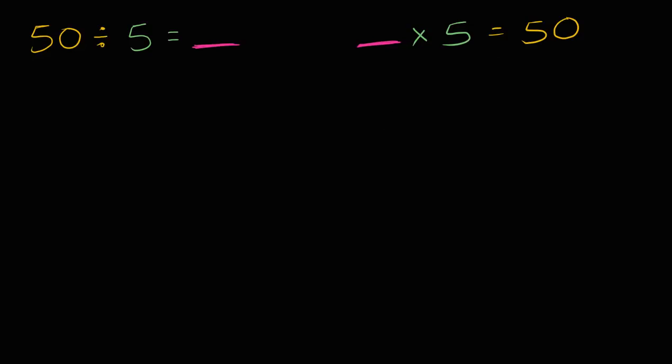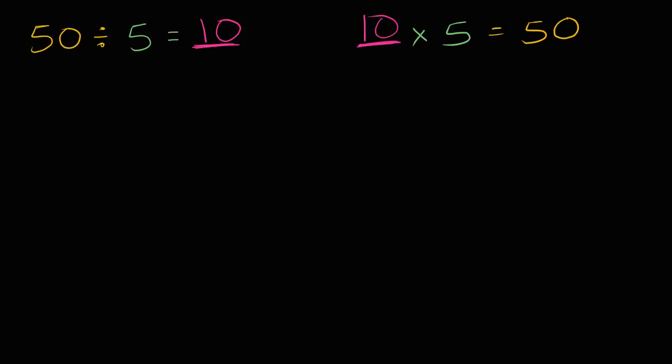Well, 10 times 5 is 50. So 50 divided by 5 is going to be 10. Hopefully you see the relationship here. 50 divided by 5 is 10. Then 10 times 5 is 50.